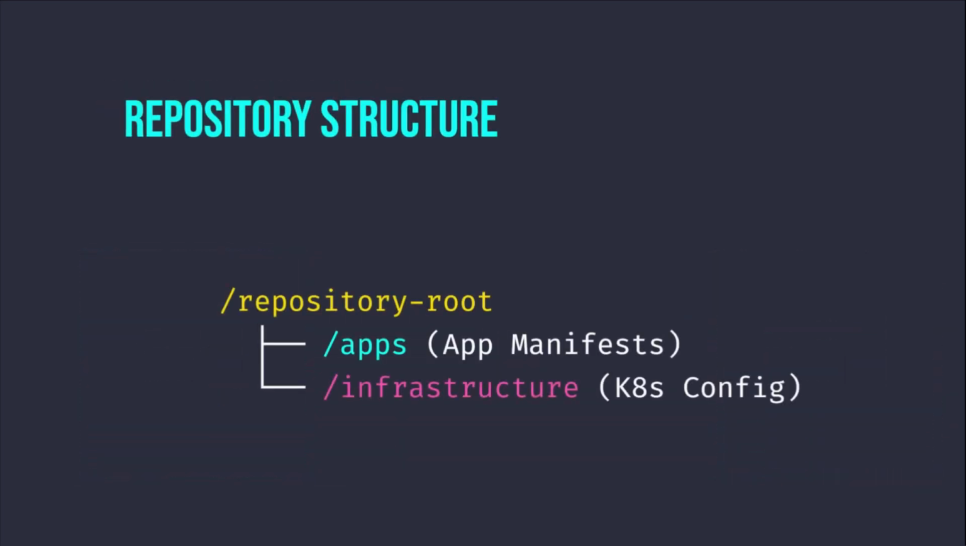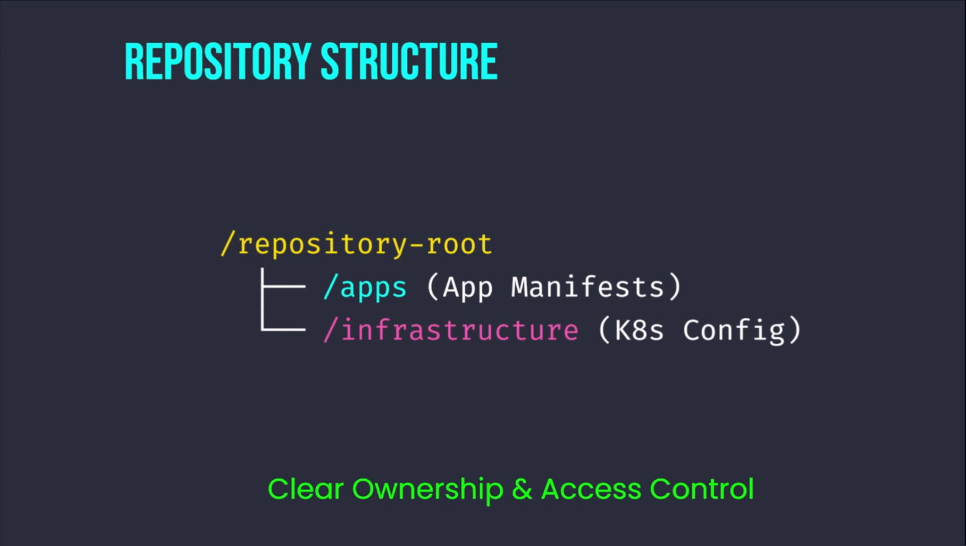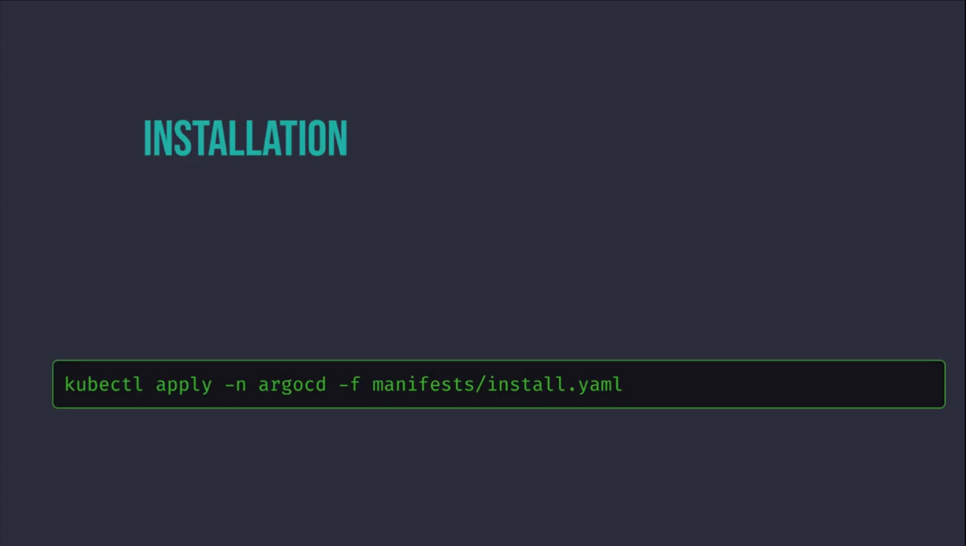Start by structuring your repository. Separate application manifests, typically in a dedicated application directory, from infrastructure configuration files. This separation ensures clear ownership and simplifies access control policies within ArgoCD projects. The core principle is declarative deployment. We define what the system should look like, not the steps to get there.